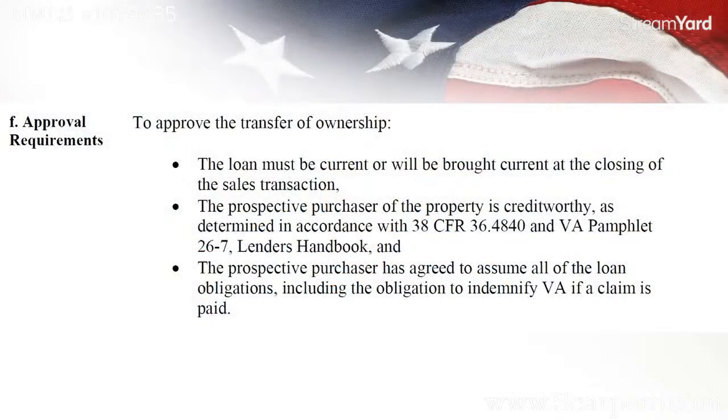But there are some things to keep in mind on the assumption per the VA handbook, again in the same chapter. The loan must be current or will be brought current at closing. The prospective purchaser of the property must be creditworthy, and they have agreed to assume all loan obligations. They also do have to requalify, which is actually in the next section of the handbook. So good to know, right? So loans can be assumed. Sounds pretty good. There are some advantages and some disadvantages of assumptions.